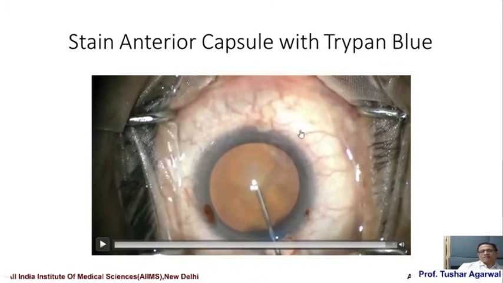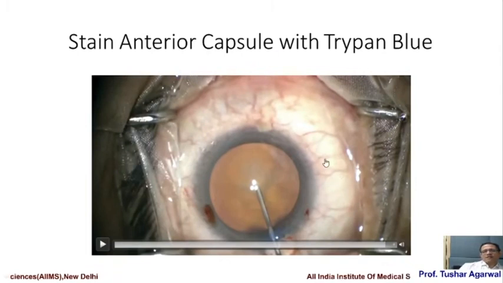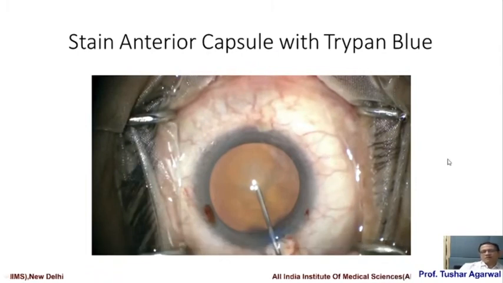If you do get bubbles here, you'll find that once you start to do the rexis, these bubbles tend to come in the center. So it's always good to have an anterior chamber which is completely filled with OVD and devoid of any air.